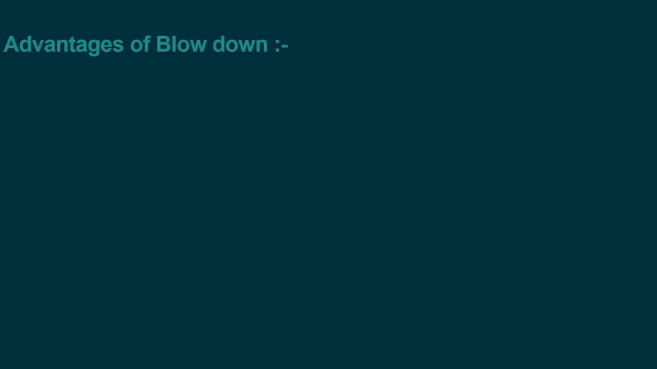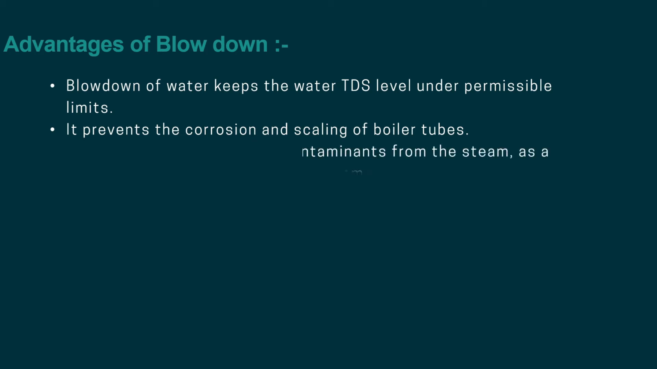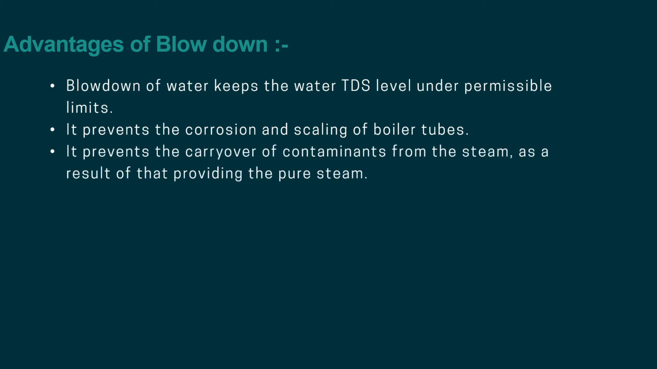Advantage of blowdown. Blowdown of water keeps the water TDS level under permissible limits. It prevents the corrosion and scaling of boiler tubes. It prevents the carryover of contaminants from the steam. As a result of that, it provides pure steam, the better quality of steam.